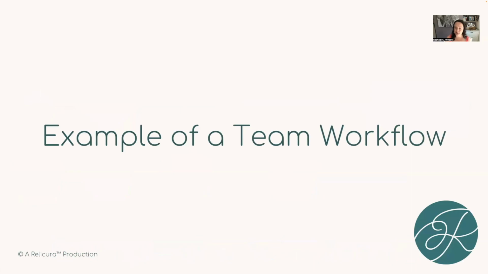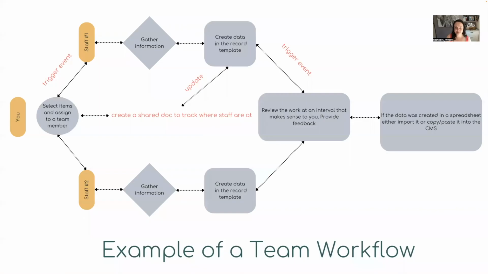Now for team workflow, it of course gets a little bit more complex. I've created what in project management land they call swim lanes. So very roughly, we've got 3 swim lanes. We've got staff member number 1 swim lane at the top. We've got us over here, we're the middle swim lane. And then down at the bottom, this row 3, we've got staff number 2 and their own swim lane.